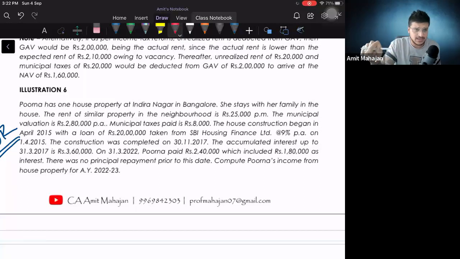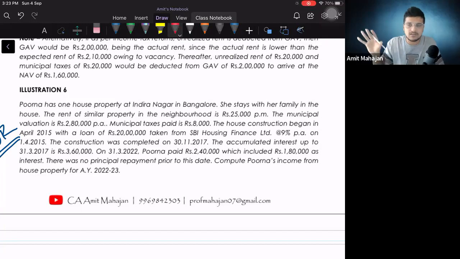The house construction began on 15 April 2000 with a loan of 20 lakhs taken from SBI Housing Finance Limited, at 9% per annum on 1/4/2015. The construction was completed on 30/11/2017. The accumulated interest up to 31/3/2017 is 3,60,000. On 31/3/2022, Purna paid 2,40,000, which included 1,80,000 as interest. There was no principal repayment prior to this date. Compute Purna's income from house property.